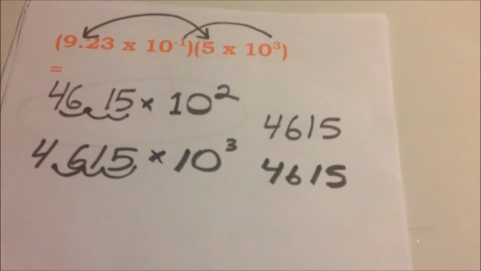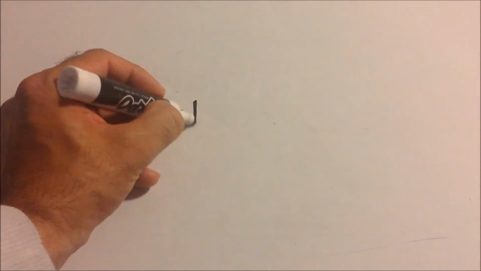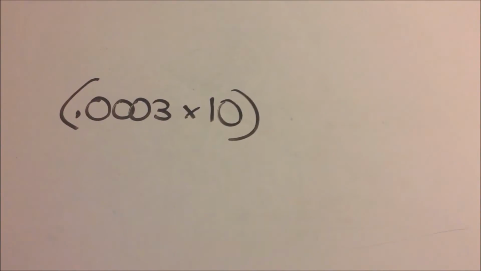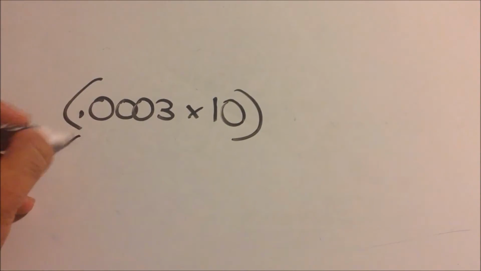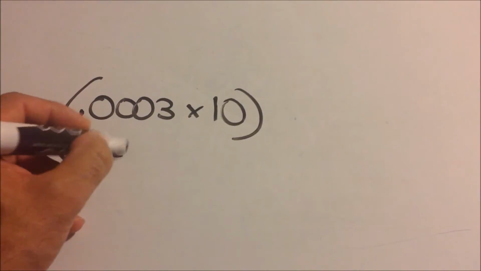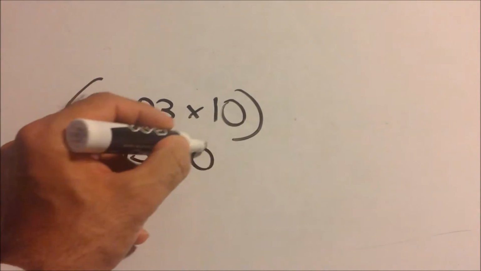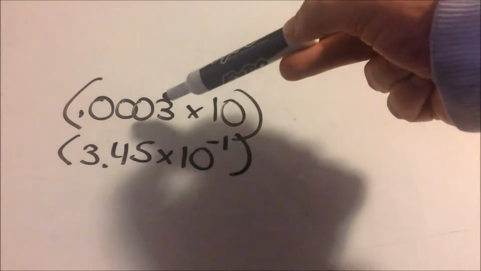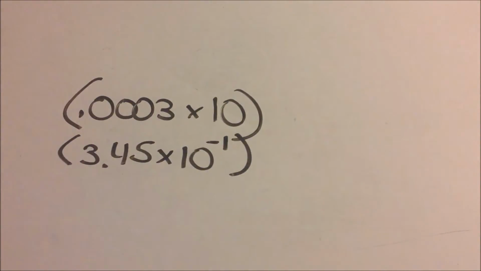Okay, here's one. This one's a little bit of a challenge. Let's say I wrote out, let's say I had 0.0003 times 10. We want to multiply it, bring it over, and we want to multiply it to 3.45 times 10 to the negative 1. So right off the bat we have a problem because the top one's not in scientific notation, but the bottom one is. So let's fix it.